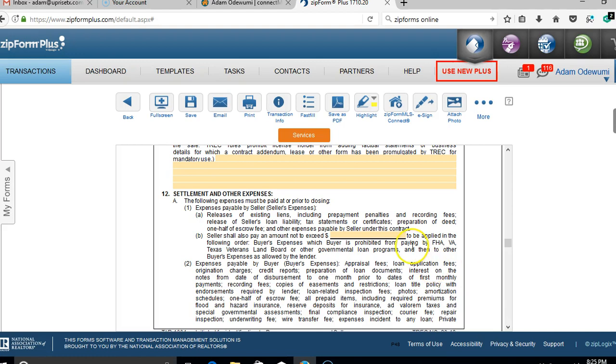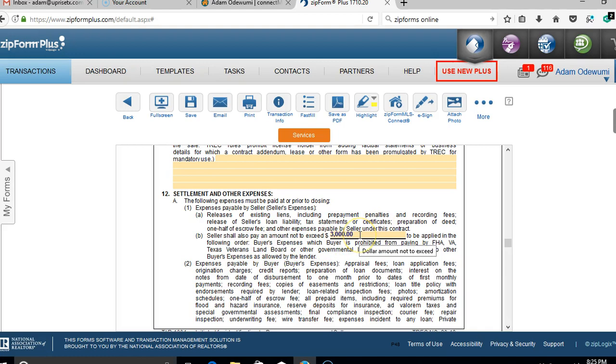They're asking, again, not where the seller pays out of their pocket, but from the profit of the deal, the buyer is asking the seller to give them an amount to help the buyer pay their own closing costs. And so if you put something like 3,000 here, this basically says seller shall also pay an amount not to exceed 3,000 to be applied in the following order. And it basically is the buyer's expenses.